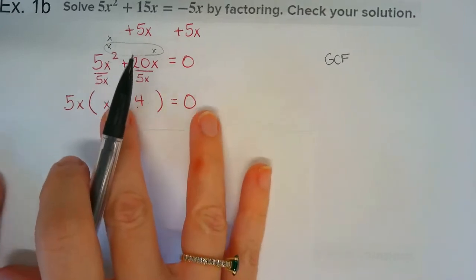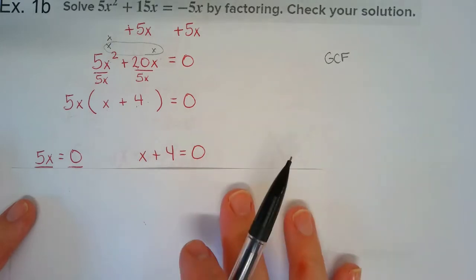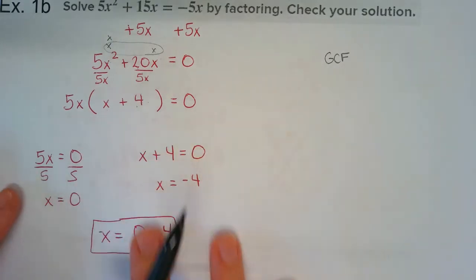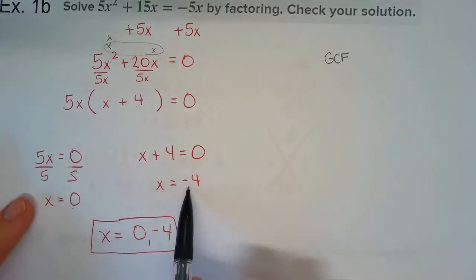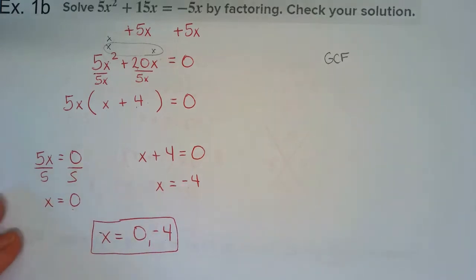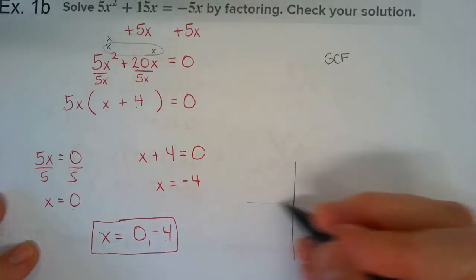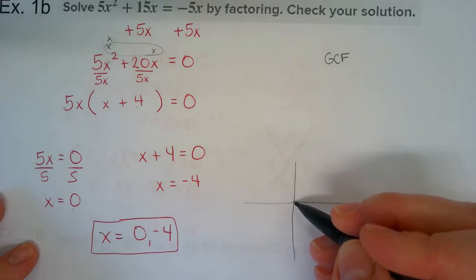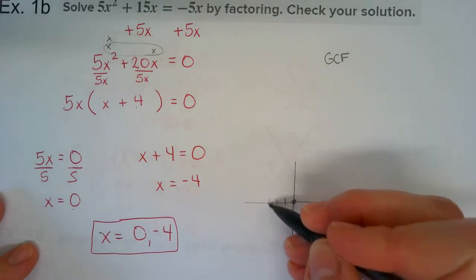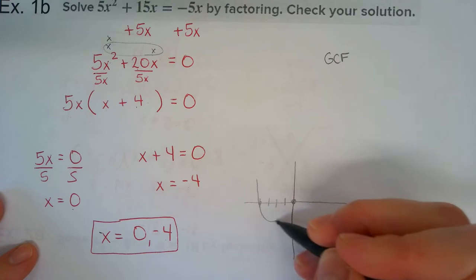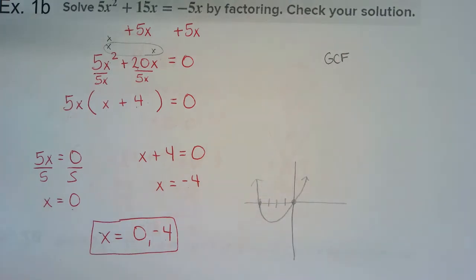Now we actually solve it. So I set 5x equal to 0 and x plus 4 equal to 0, and I solve it. So I divide, I get x is 0. I subtract, I get negative 4. Again, as a graph, that would mean my graph would be crossing at 0 and crossing at negative 4. So potentially your graph might look like that.